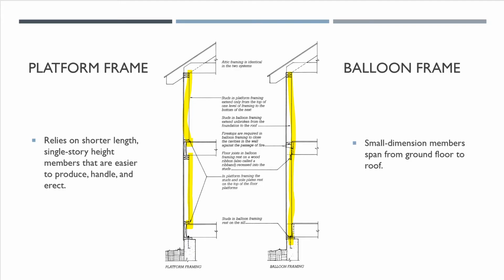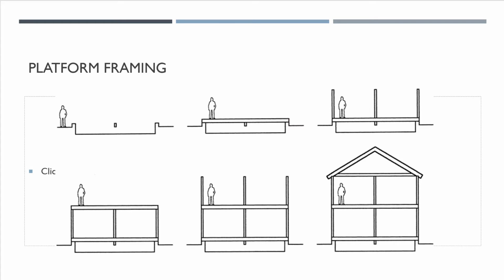Additionally, when it comes to two-story construction, platform framing is a little bit safer because it provides a natural scaffolding for the workers. So we can take a look at that on the next page. So we start here with our excavation for our foundation, as you can see right here.